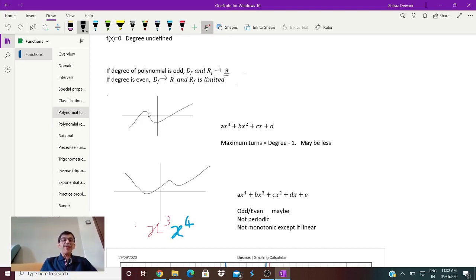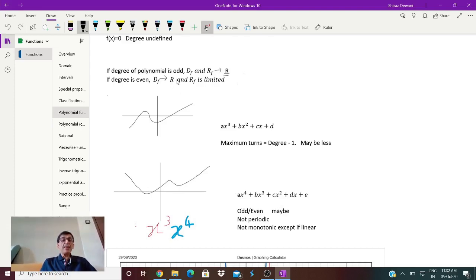So this graph can have a maximum of 2 turns. Now this is a turn. This is a turn. That means the graph is increasing, it turns, then starts decreasing, or turns and then starts increasing. Now this can be 2, or it can be even less than 2. It may be 1 or it may be 0, but it cannot be 3 or more than 3. The maximum is 2. Now if this is your function with the degree 4, then it can have a maximum of 3 turns.